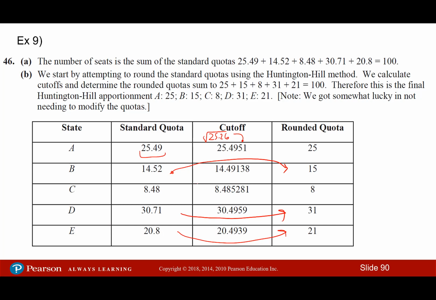All right, so a difference between 8 and 9, we did this before. There's our number that we just got on the previous problem. We have an 8.48. And that is lower than 8.485281, so we stay at 8. So round down. All right, and then that's it. There's your rounded quotas according to the Huntington-Hill method.